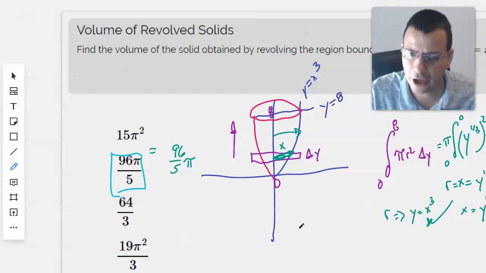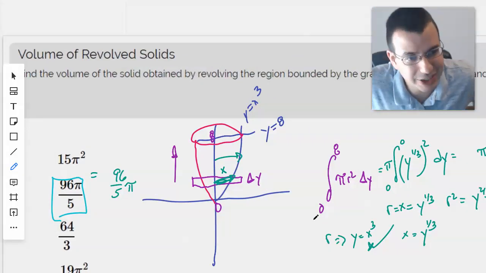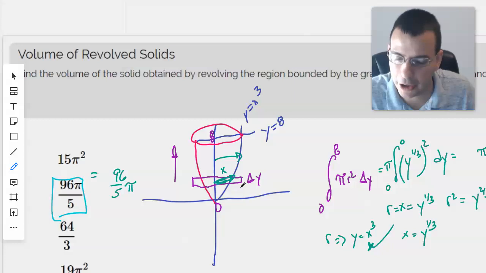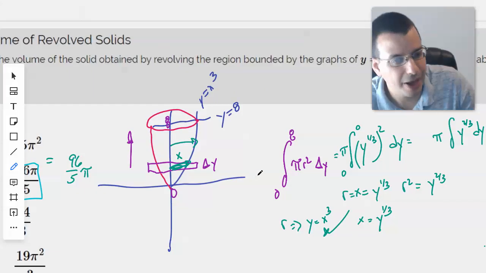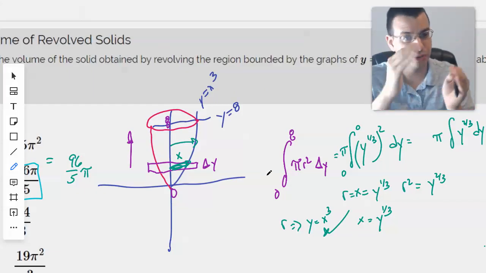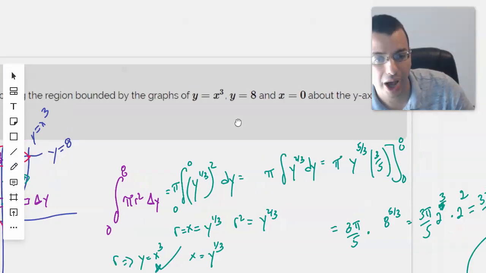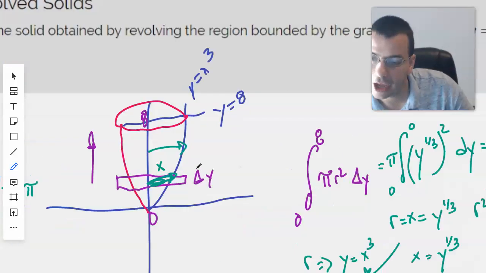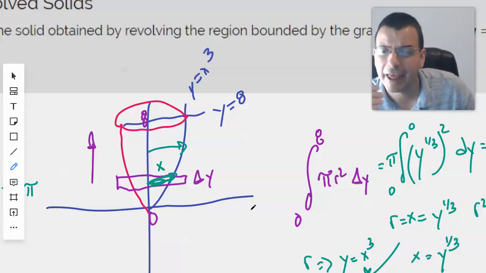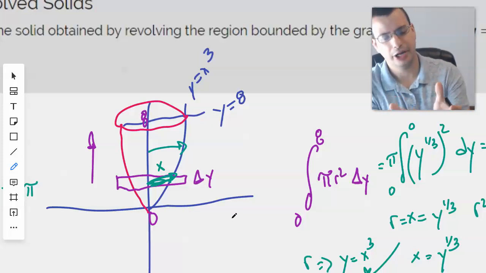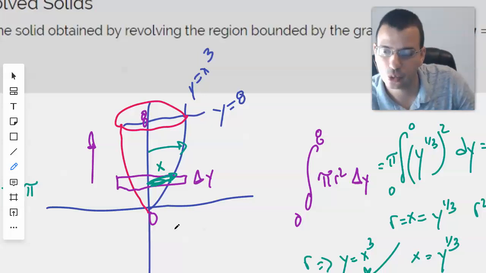Terrible, though not unreasonable. Okay, so to backtrack real quick, what happened here was this was a disk method volume of revolution. So we're given a graph, we're given a bounded region, a two-dimensional region. We take that two-dimensional region, we revolve it around, in this case, the y-axis, and we're given this kind of like, I don't know, it looks kind of like a bullet type thing. Something like a cup. We're given a shape.